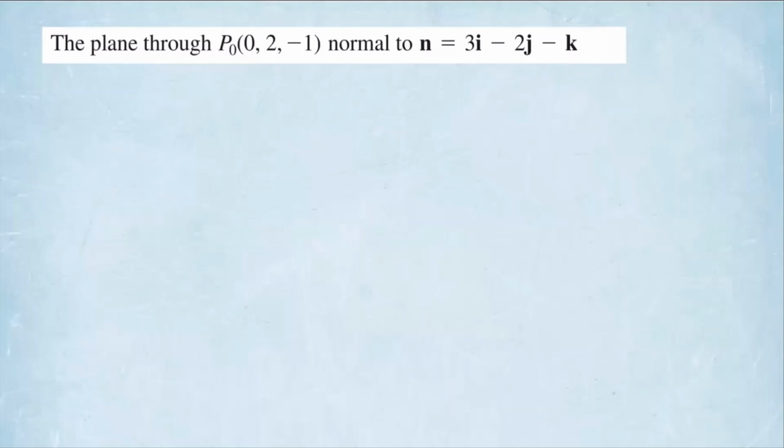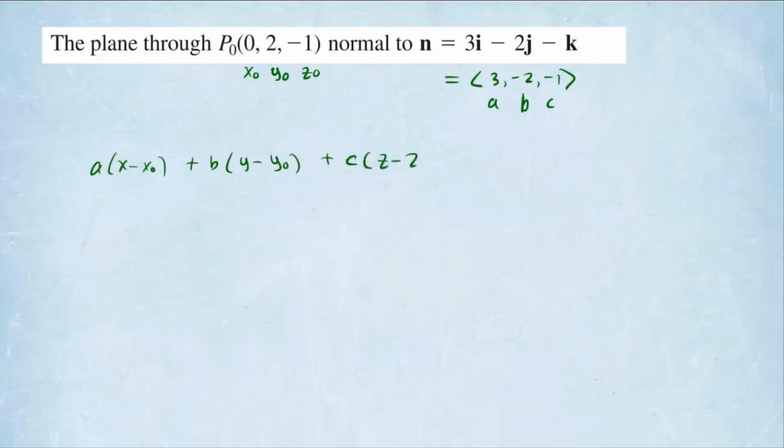Here's our first example. We want to find the equation of the plane through this point normal to that vector, which has components, you can write this also as 3, -2, -1. So that will be our A, B, and C, because that's the components of the normal vector. And this is our point, so we can call this x0, y0, z0. So we know the equation of the plane is A times (x minus x0) plus B times (y minus y0) plus C times (z minus z0) equals 0. So that's the one we derived earlier.